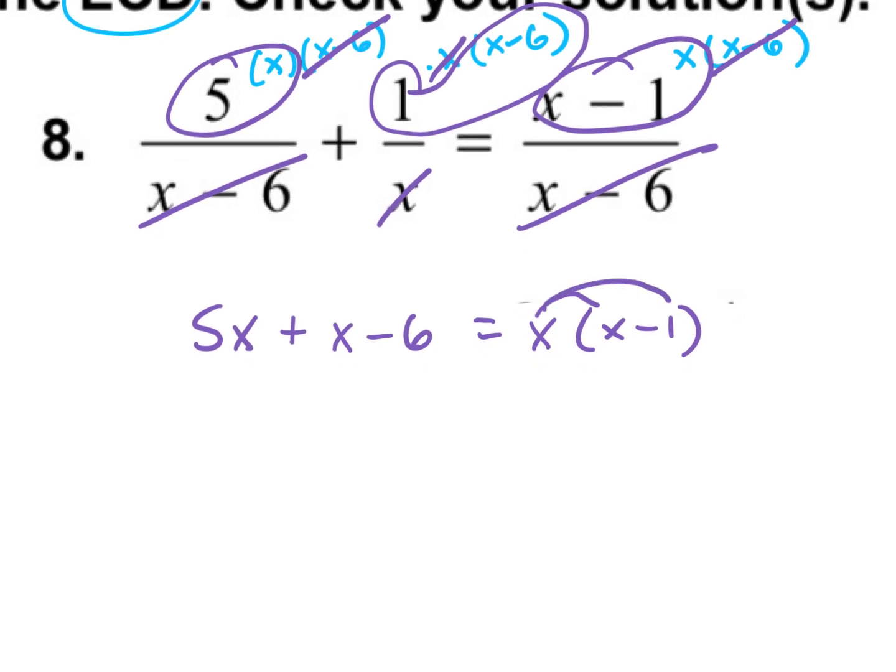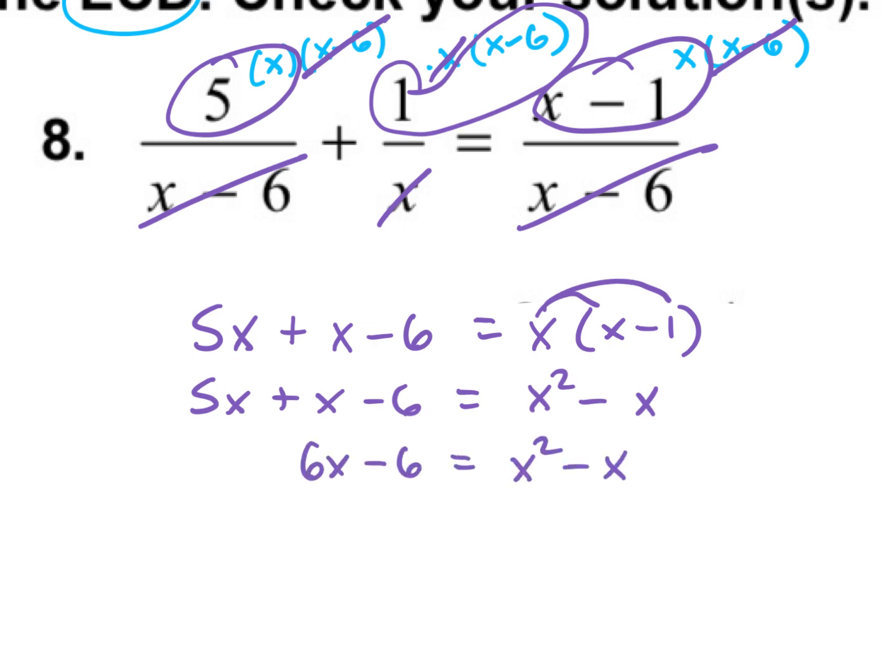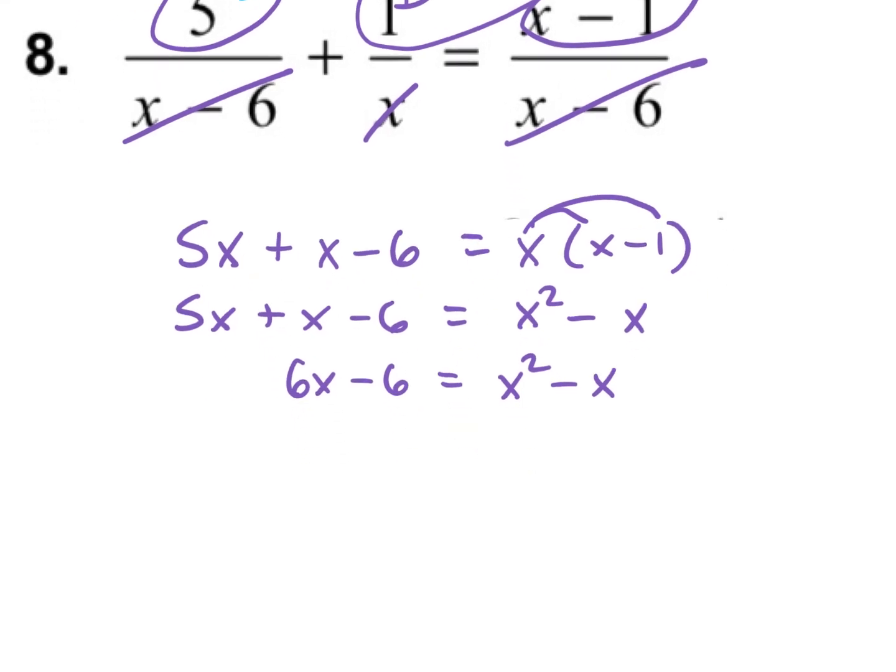I can distribute the x. So anything that needs to be distributed, make sure you distribute it to simplify. So I have x squared minus x, and then what should I do? Combine like terms. So 6x minus 6 is equal to x squared minus x. Then what? If I have an x squared and an x, what am I going to have to do? Factor. So what does it have to be equal to if I'm going to factor? It's got to be equal to 0.